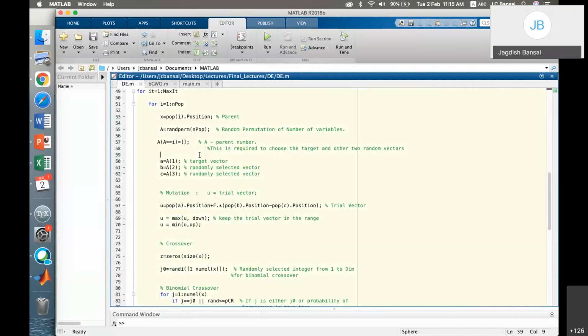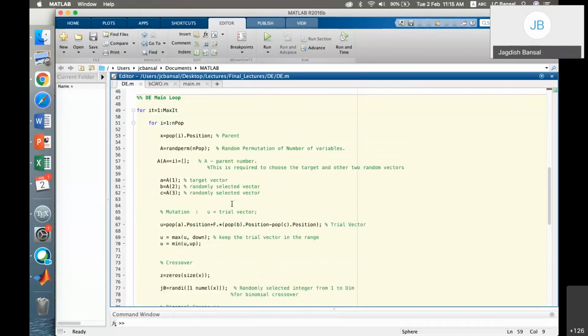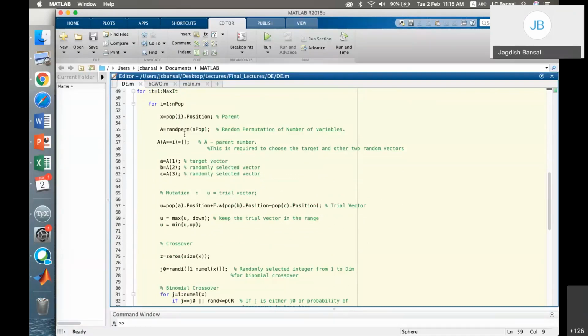And then the last step, the fourth step, the major step: you will first of all select the parent. For every population member you are going to do this. So for each i, I'm going to take this x pop i dot position as the parent, right? And for this parent, I have to find the target vector and two randomly selected vectors.